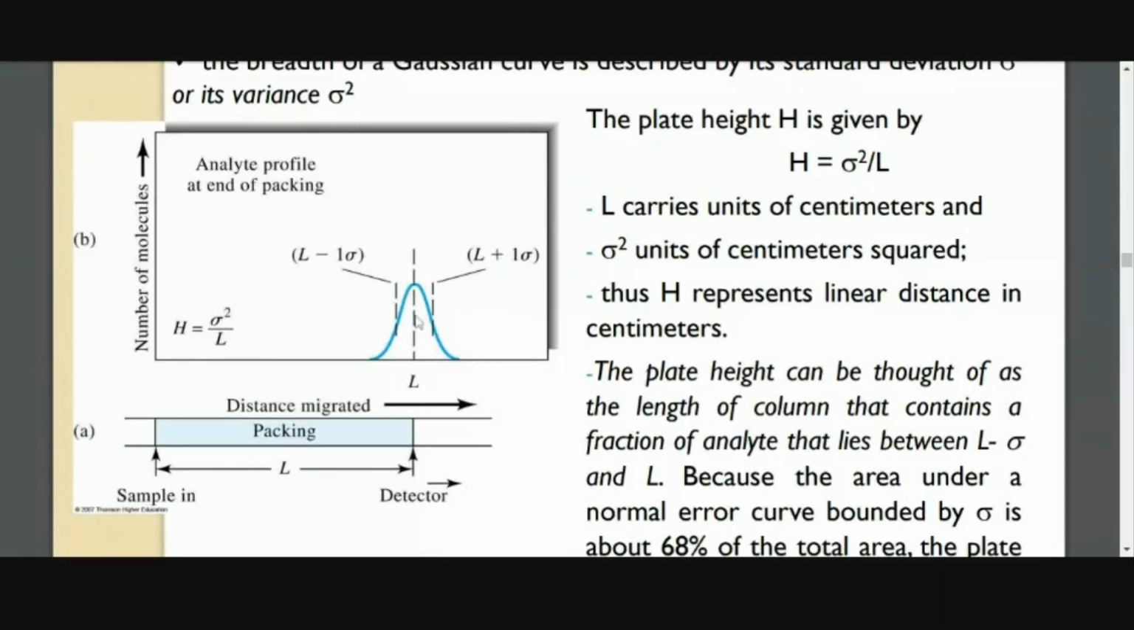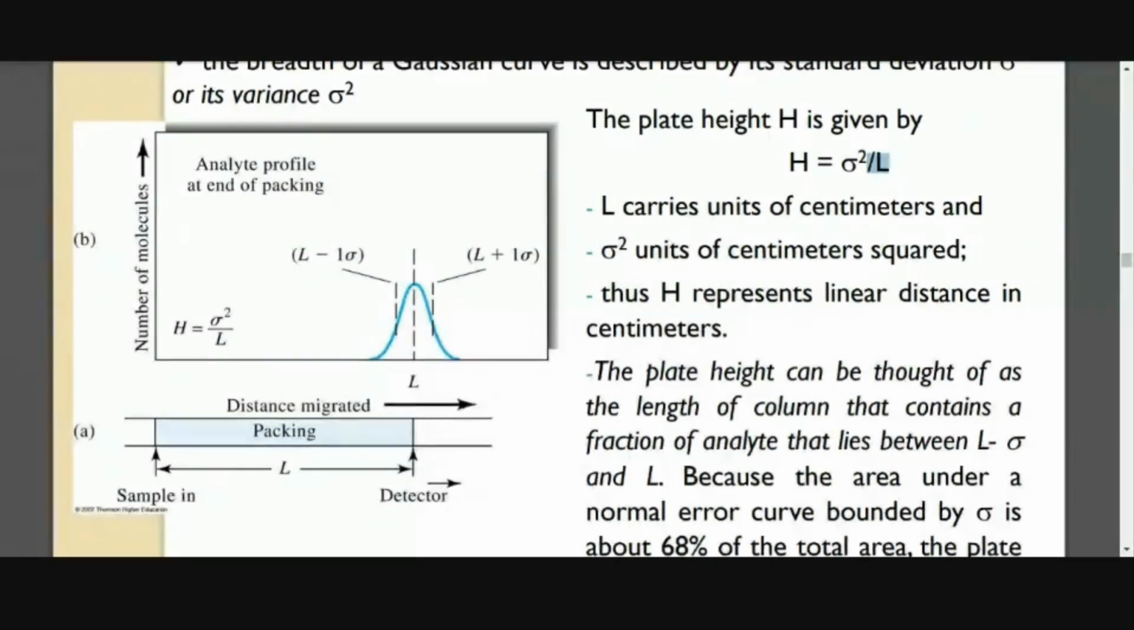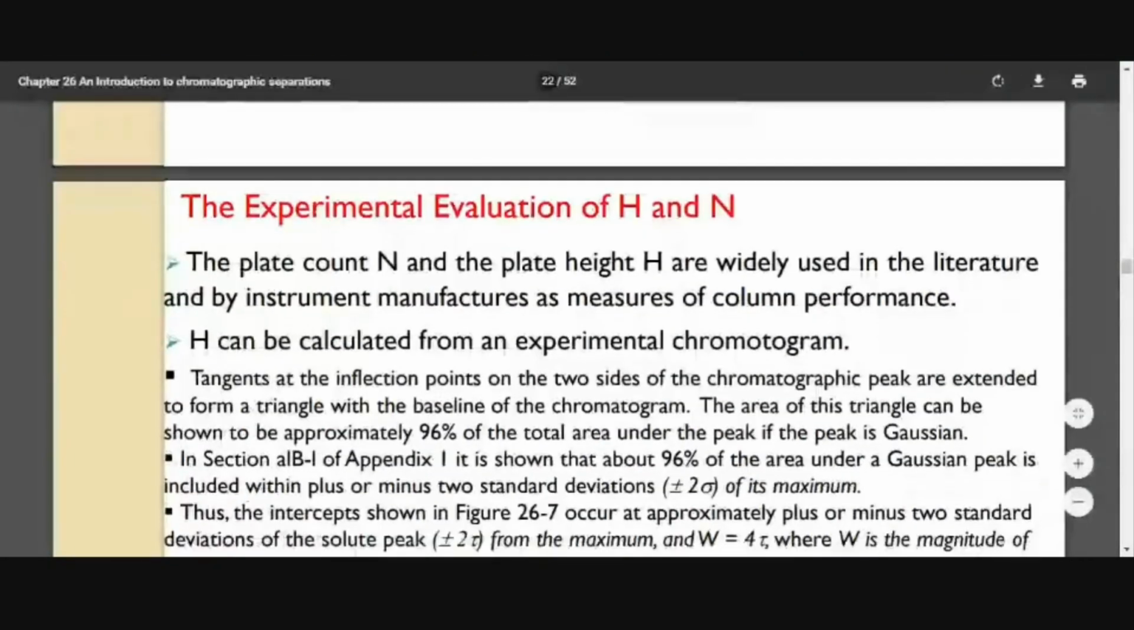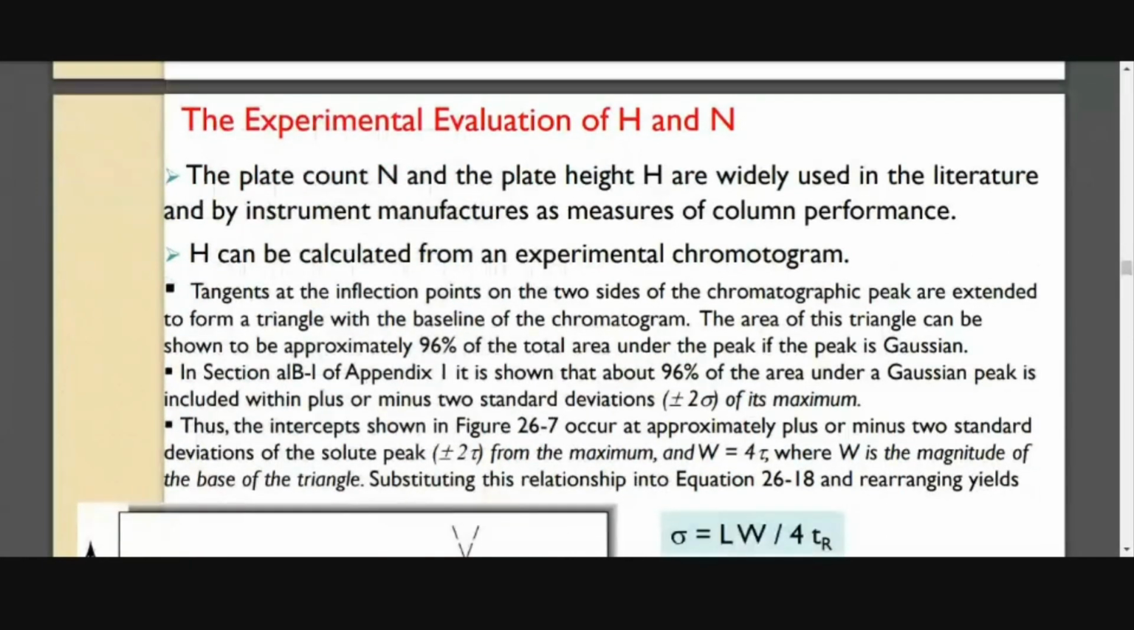So when you are getting that peak time, you are considering the entire length of the column. In this formula, this capital L is the same capital L you have used previously in earlier equations of this chapter. So it is the length of the column itself. Sigma is going to change for different analytes. I hope you understood this concept. Now, the next concept is experimental evaluation of H and N. Experimentally, we want the height of the plate and how many plates are present in that particular column.